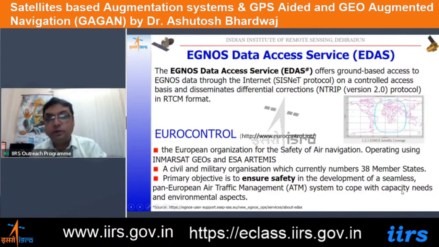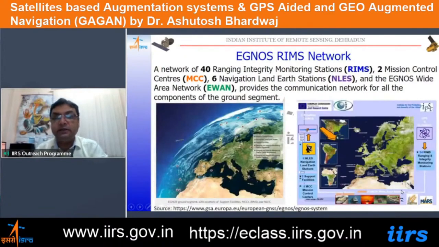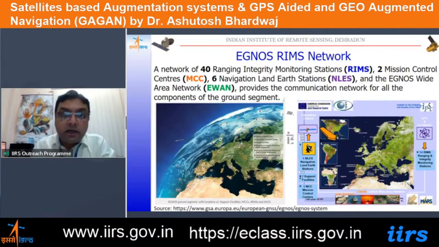Okay, so basically we can see that in the case of Galileo also, a large number of countries in Europe are part of it, and in EGNOS also it is the same. Now in the case of EGNOS, the initial system was prepared using 40 ranging integrity monitoring stations. Primarily it has been working on the principal feed from the GPS signals only. Similar to GAGAN or WAAS, here also there is a dependency on the GPS.